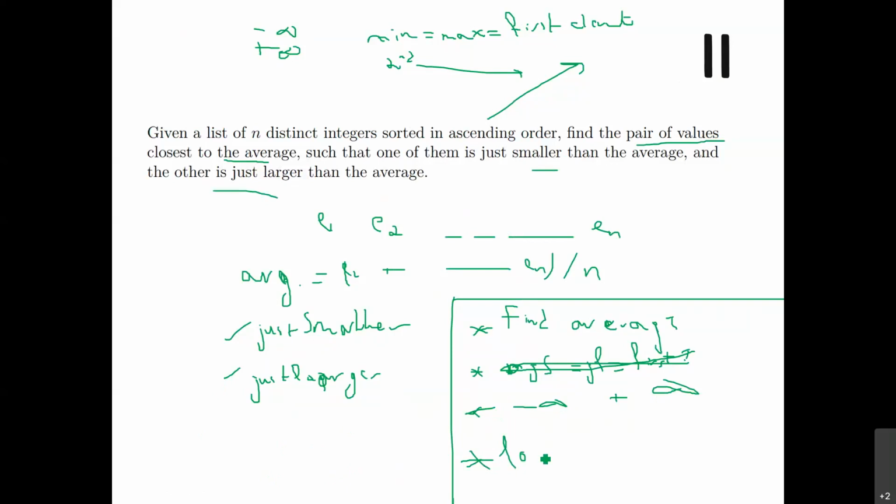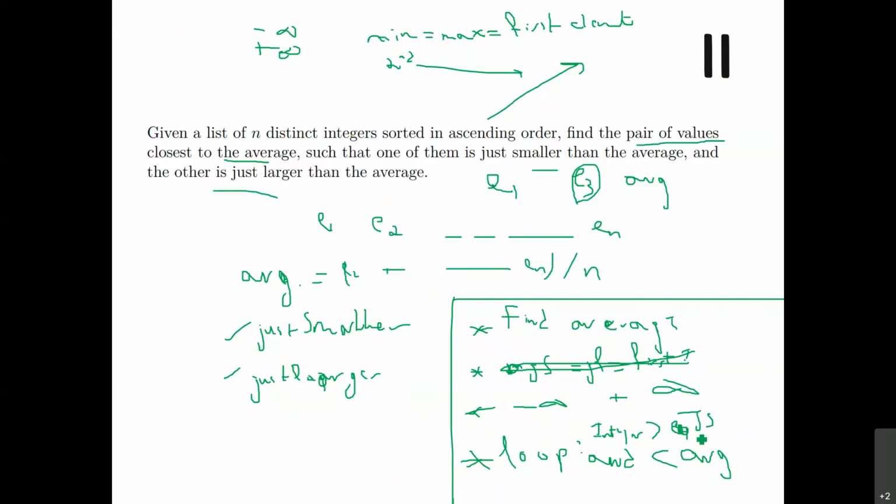Now you want to loop. Let's say I'm working with just smaller. If I find an integer, like this is my average, and I have something that's smaller than it. If I find something that's in between them, I want that because it's closer to the average but smaller than it. So what does that mean? If I find an integer that's bigger than my just smaller, and it's less than my average, that's going to be my new just smaller. It's closer to the average and it's smaller than it, so it has priority.